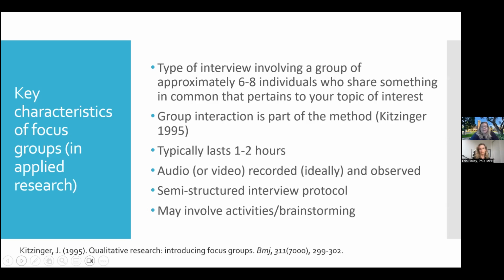But I would always aim for blocking at least an hour and a half, even if you have an hour-long plan. Give yourself a window before and after, as you prepare and then wrap up from the groups. Ideally, you will audio or video record your focus groups.